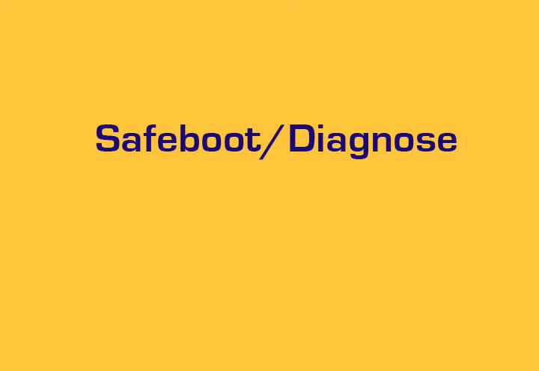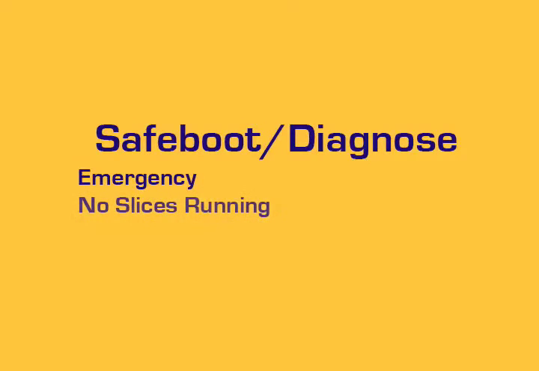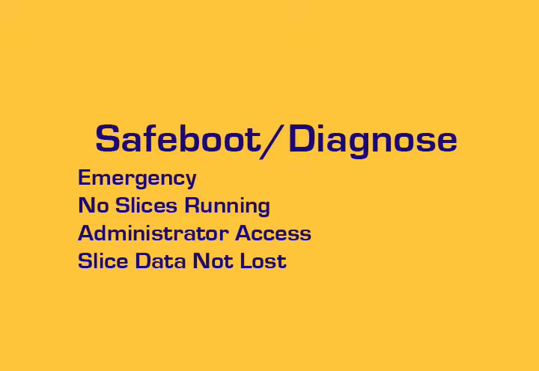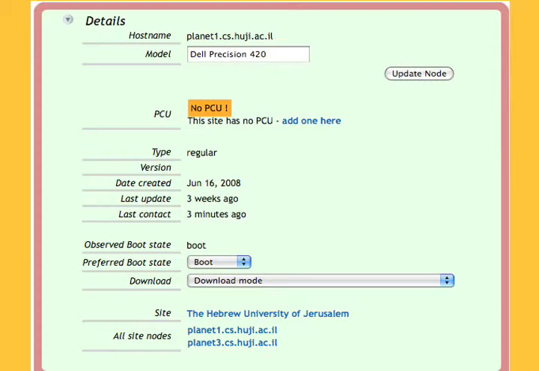Safe Boot Diagnose Mode. In an emergency situation, such as a hardware failure or a verified security event, you may reboot your nodes into a secure administrative diagnosis state. Slices will not run in this state, and only staff at PlanetLab operations will be able to access the nodes. Unless a hard drive has failed, slice data, or forensic evidence of a compromise, will not be lost. To place a node into safe boot or diagnose mode, visit the node's details page on the website and select Diagnose or Safe Boot as its boot state.